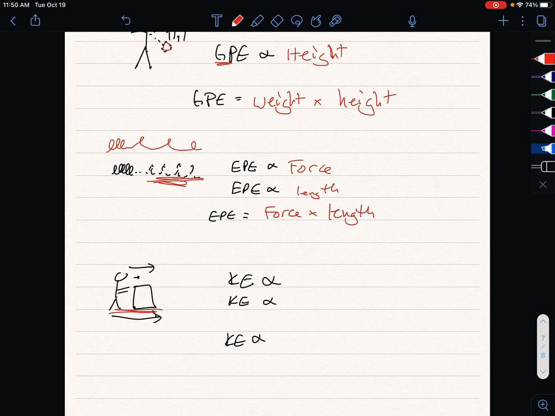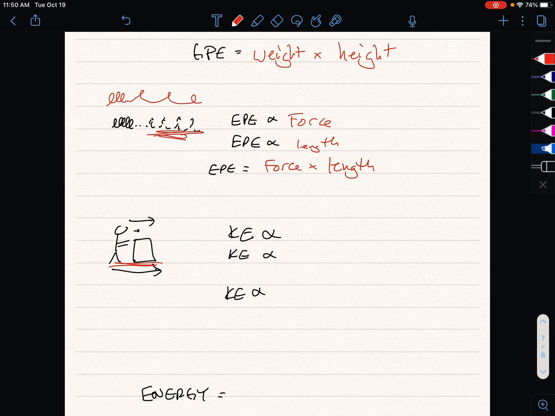Okay. Finally, kinetic energy. If you were going to start accelerating a big weight across the floor by pushing it, the 2 things that are going to matter are how hard you push, in other words, the amount of force that you apply, and how far you actually push this thing. The distance.